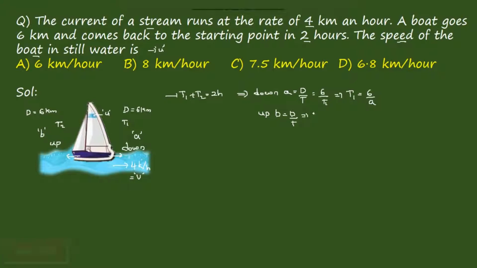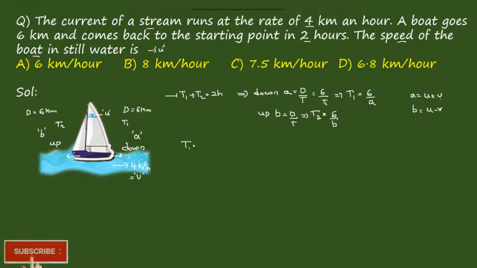Then we can consider t2 is equal to 6 by b. But the general thing we know is that a is equal to u plus v. Speed of a downstream is equal to speed of a boat plus speed of a stream. And if you consider upstream, it is u minus v. Speed of an upstream is equal to speed of a boat minus speed of a stream. Right? So we can substitute these particular values here.